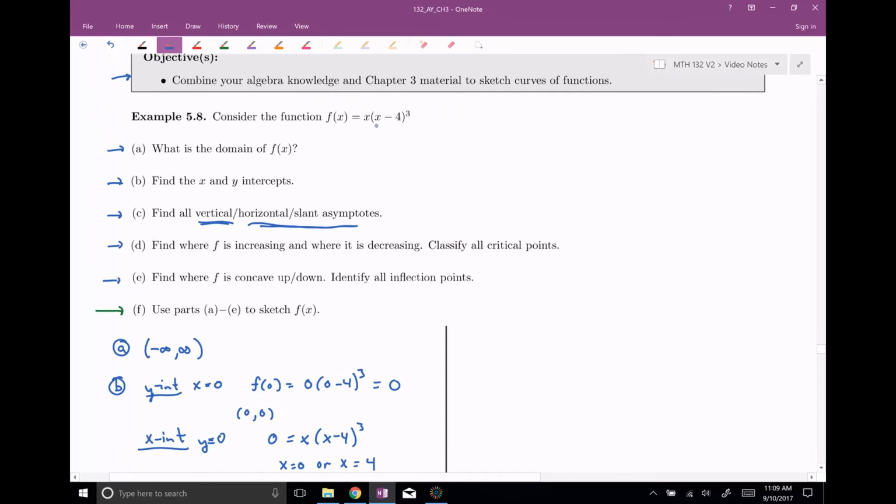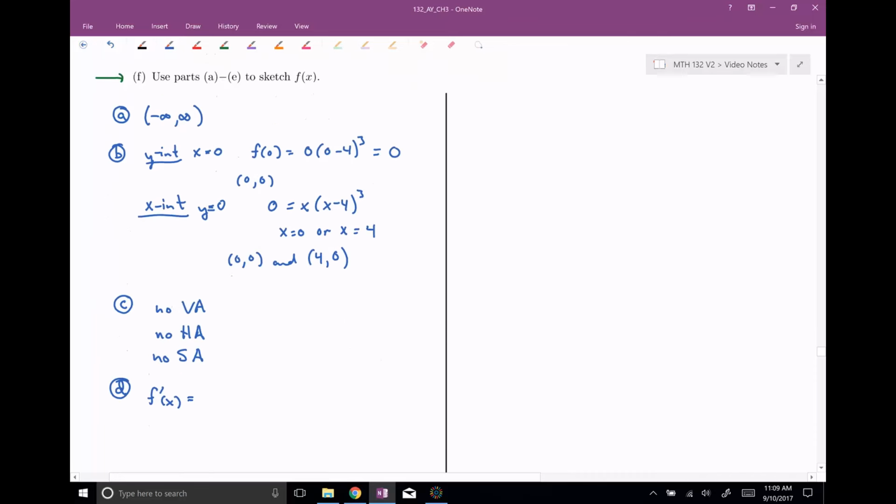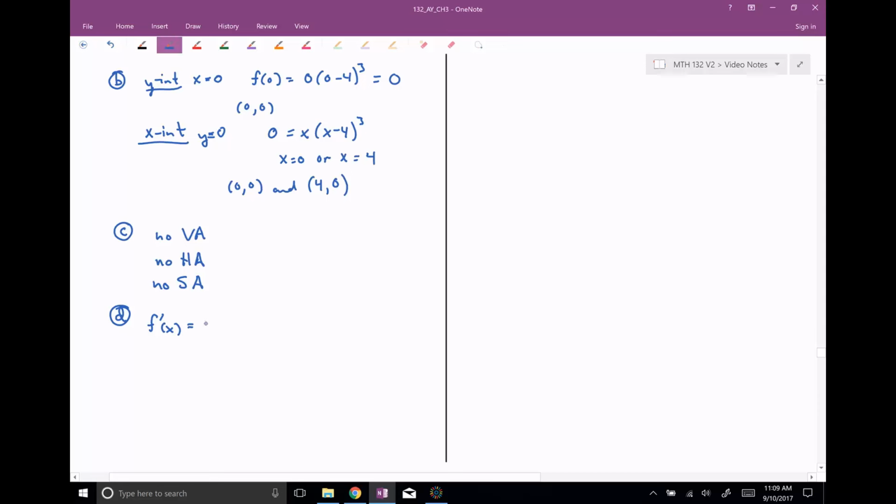We have x times (x minus 4) cubed. And so I'm going to go ahead and use the product rule. So the derivative of the first, the derivative of x is 1, times the second, plus the first, times the derivative of the second. So the derivative of (x minus 4) cubed would be the 3 comes down and you get stuff squared, that (x minus 4) squared. So we're leaving the inside alone, and then we multiply by the derivative of the inside. So remember, this is a chain rule thing here.